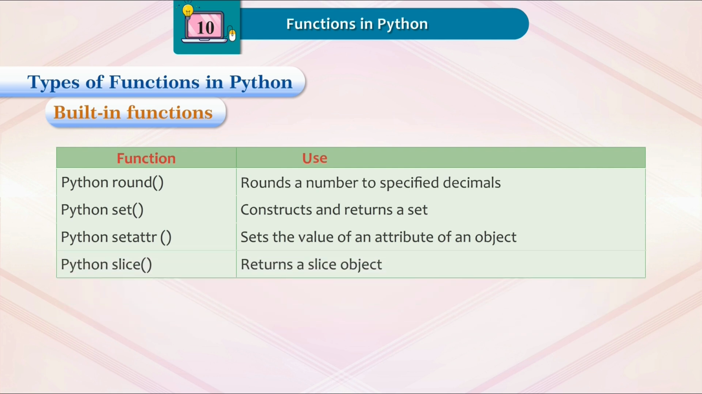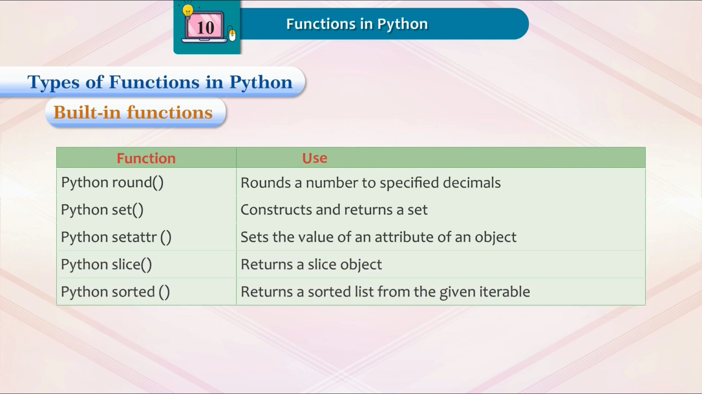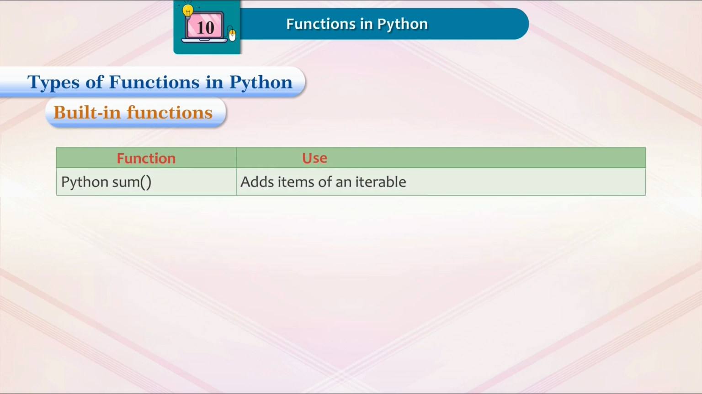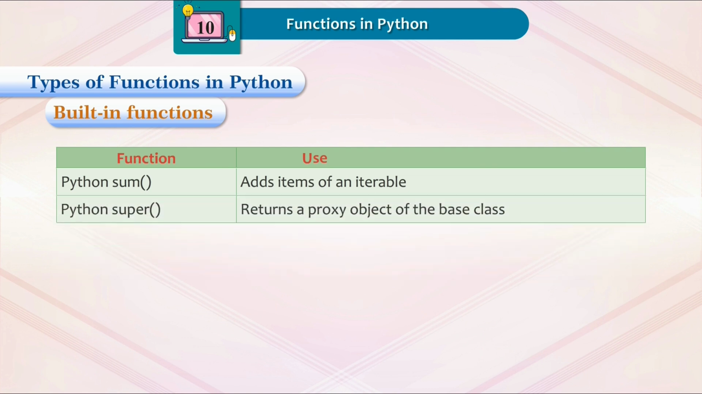Python slice returns a slice object. Python sorted returns a sorted list from the given iterable. Python str returns the string version of the object. Python sum adds items of an iterable. Python super returns a proxy object of the base class. Python tuple returns a tuple.